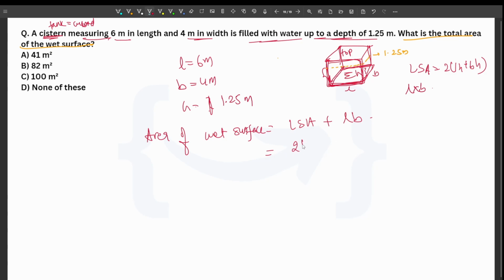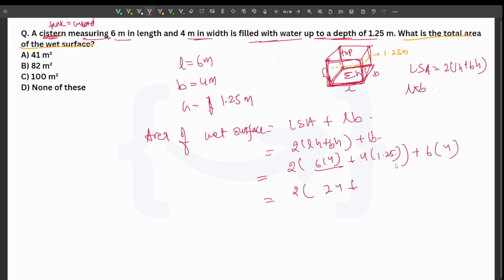So what will it be? It will be 2 LH plus BH plus LB. For L I have 6, for B I have 4. So 2 into 6 into 1.25, plus 4 into 1.25, plus 6 into 4. What will it be? It will become 24 plus 4 times 5 is 20, 2 carry, 4 times 2 is 8, 8. 4 times 1 is 4. 48 plus 24. Then we have 48 plus 24. What will it be? It will be 72.